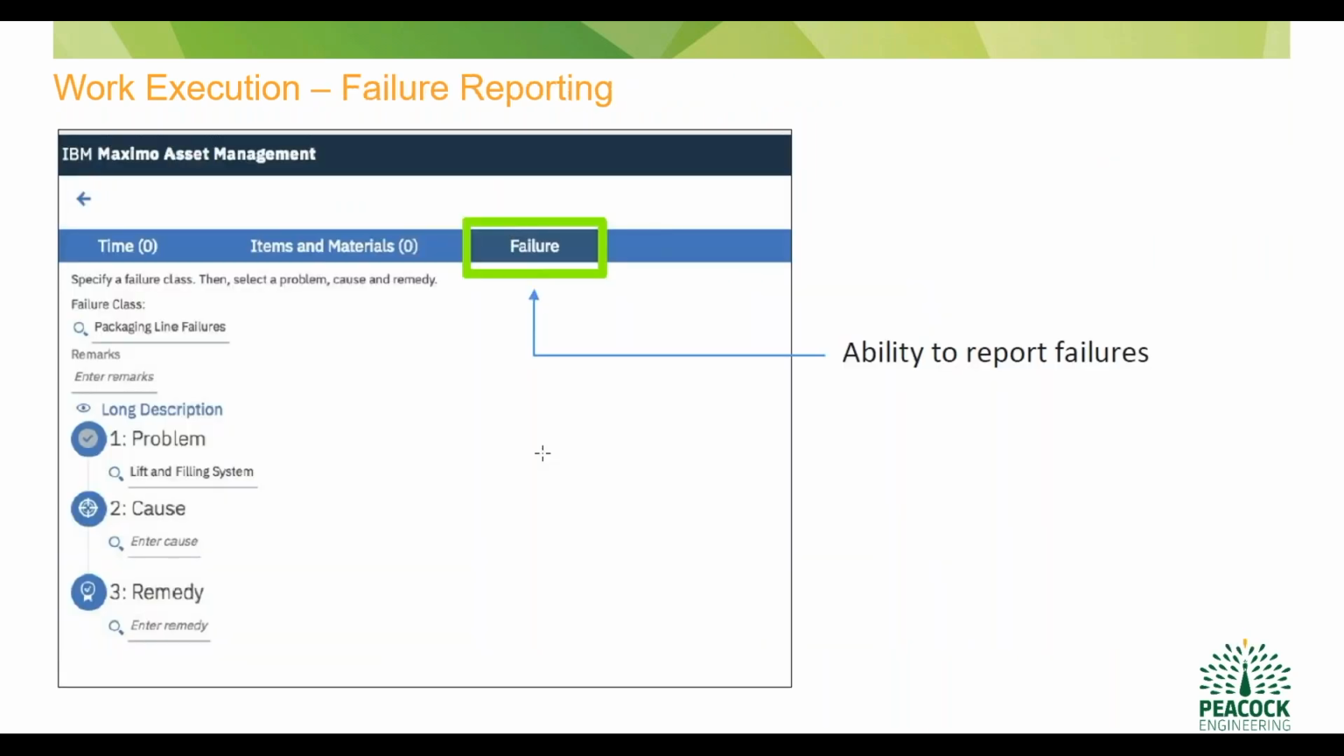So this is just a quick screenshot of the failure reporting section, or the tab within there. As you can see on the left hand side, you have the PCR, so your problem cause remedy, and you have the ability to obviously populate those if you have them in Maximo. Obviously, if you don't have them in Maximo, then they won't show in there and you won't be able to select them. So it's data driven, but it's data actually driven from Maximo itself and what you have set up against your failure reporting or your failure codes, failure lists within Maximo.